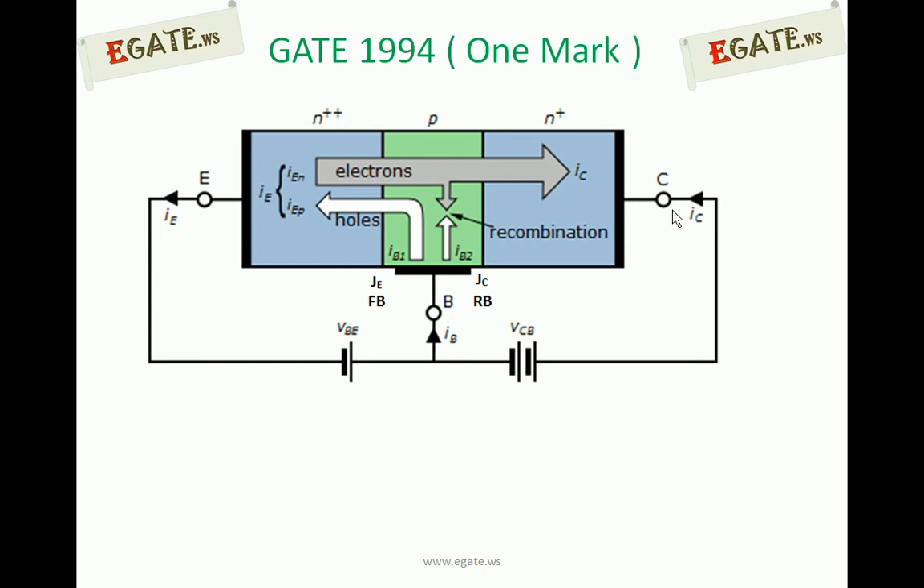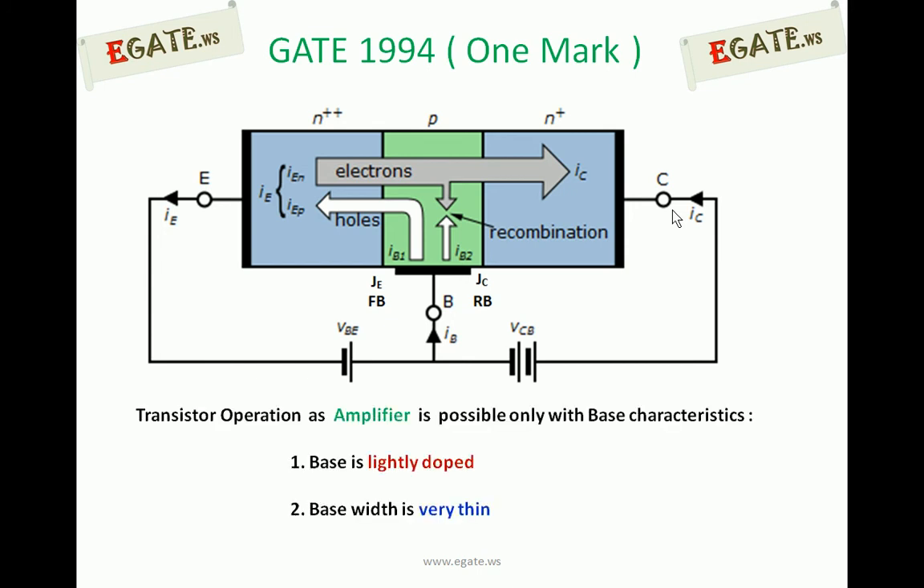Base has two important characteristics. Because of them, transistor operation as an amplifier is possible. Otherwise it is not possible, that is, making IC approximately equal to IE is not possible if these two conditions are not met. First condition: the base is lightly doped. Compared to the emitter and collector, the base is lightly doped.